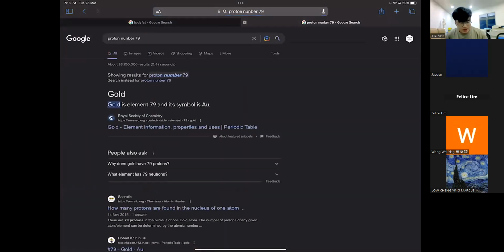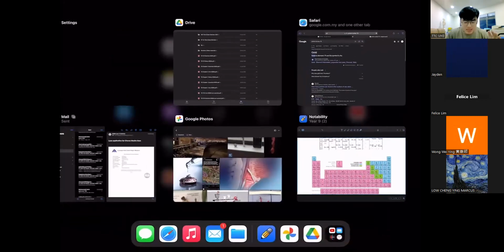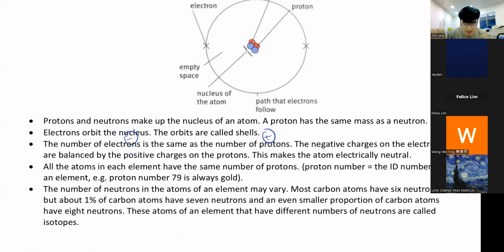Oh, it's gold. I see proton number 79 is gold. So I think the periodic table there has some error. 79 is always gold. That means 79 is always this guy. Gold has IC number 79. IC or ID or whatever. So IC number 79 is gold.